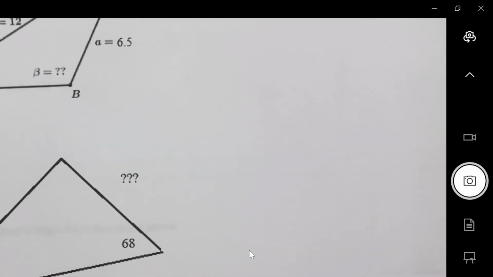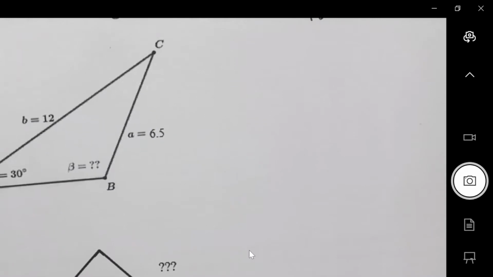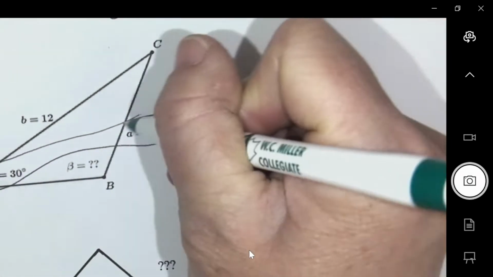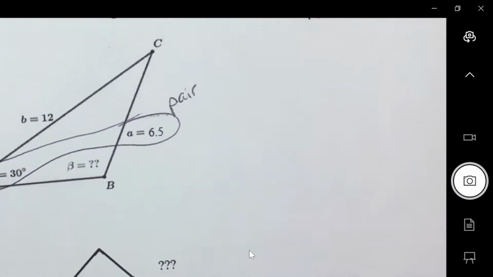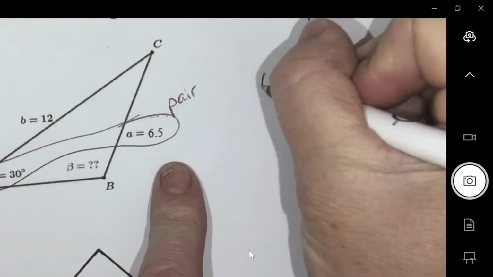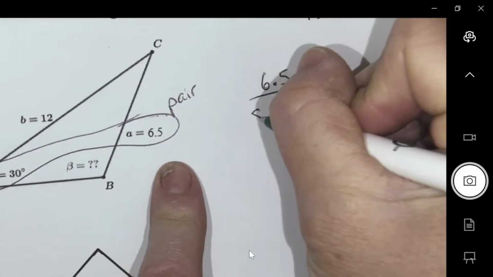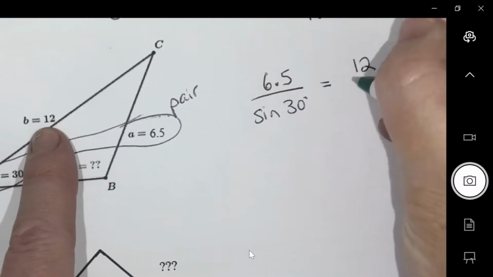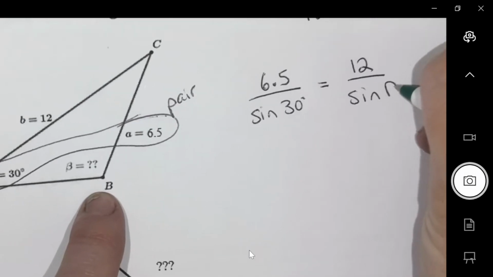Okay. Which situation do I have on number 2? I would have a pair. 6.5 is across from 30 degrees. So now I'm going to go into the sine law. So 6.5 across from sine 30 equals 12 across from sine B.